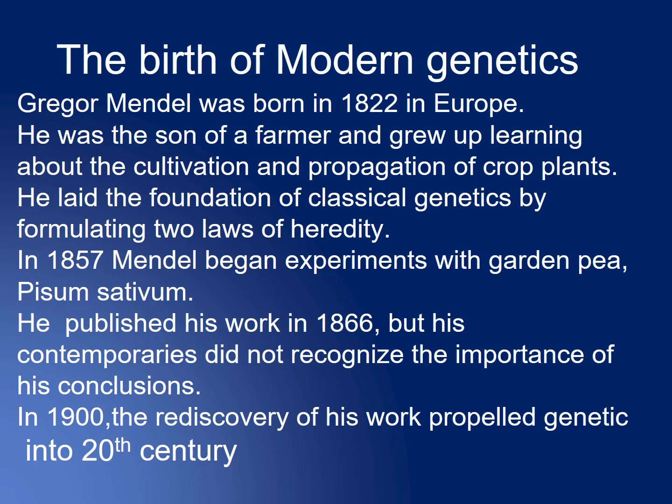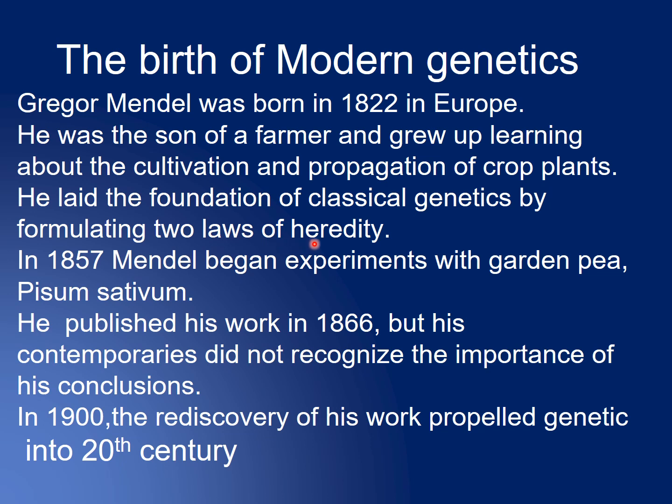Gregor Mendel was born in 1822 in Europe. He was the son of a farmer and grew up learning about the cultivation and propagation of crop plants. He laid the foundation of classical genetics by formulating two laws of heredity.